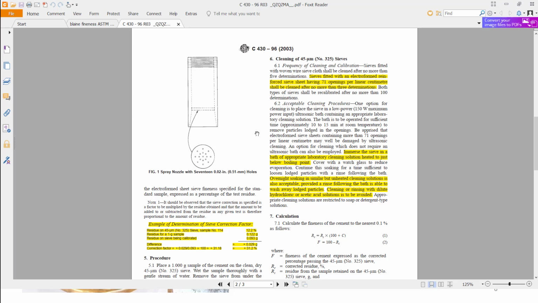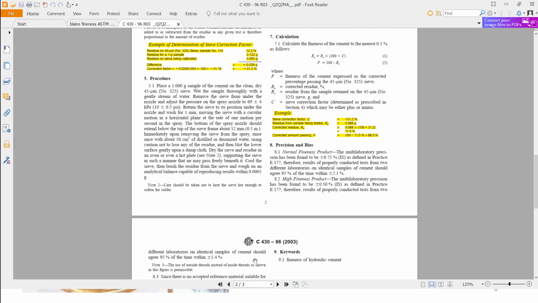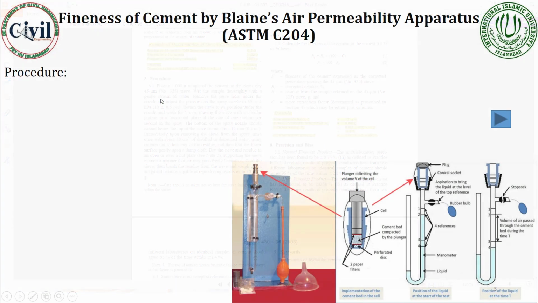The weight retained on sieve number 325 must not exceed 10%. The 10% value suggests a good or adequate fineness of a cement. So after calculating the value, you must add the 31.2% correction to your result, so that you can get the accurate result. So this is a simple way to calculate the fineness using the sieve method.